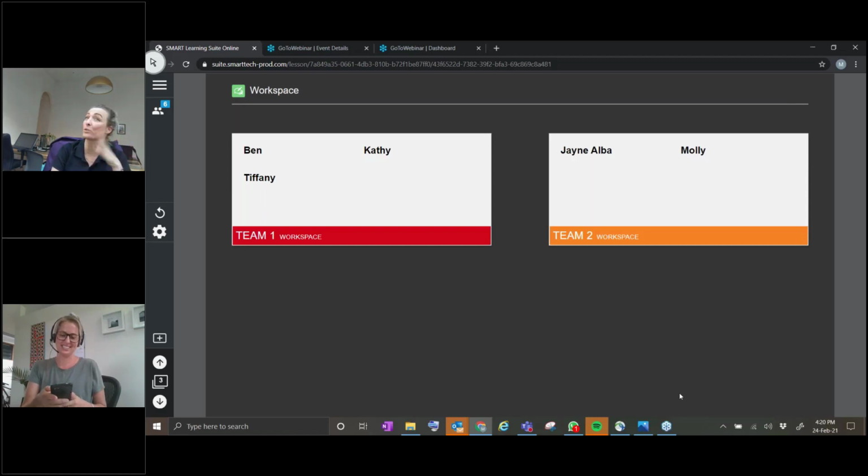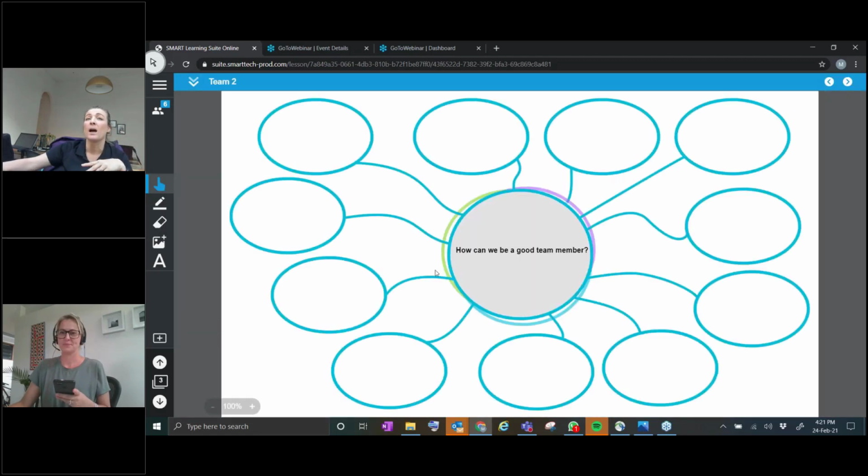What I'd like you to do, the question's in the centre. As remote participants, you'll be working individually. But if you were in my classroom, you'd be sitting next to your team and you'd be discussing these and you'd be typing them in. Now, you could put text in there, or you could put a picture in there that reflects what it means to be a good team member, and what you think would make a good team member.